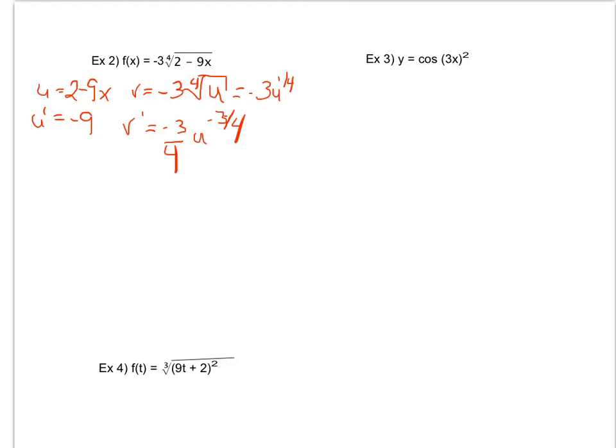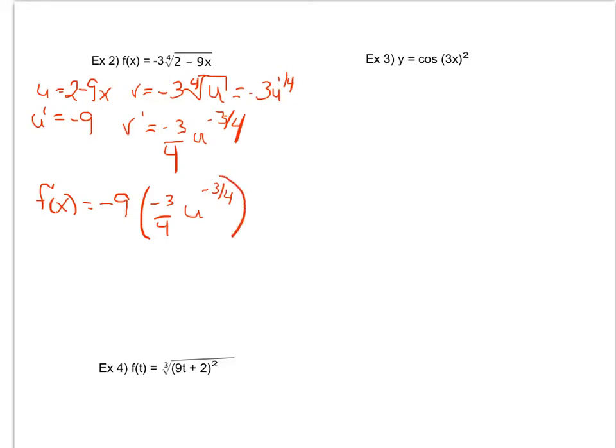And so now that I know u prime and v prime, according to my formula, I can say that my derivative is equal to u prime times v prime, or v prime times u prime, however you want to look at it. So I'll have negative 9 times negative 3 over 4 u to the negative 3/4.